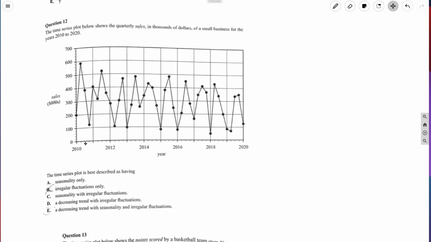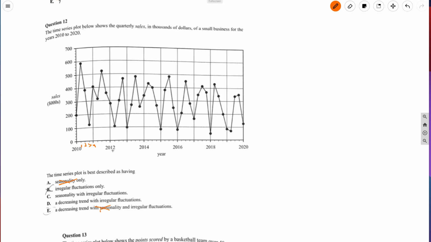So if we look at 1 year here from 2010 to 2011, we can see that the peak occurs in the first quarter, we'll say, quarter 1, quarter 2, quarter 3, quarter 4, and the trough occurs in quarter 3. If we look at the second year, the peak occurs in quarter 3 and the trough occurs in quarter 4. So that's already out, so it can't be seasonality. So anything with seasonality is now out.